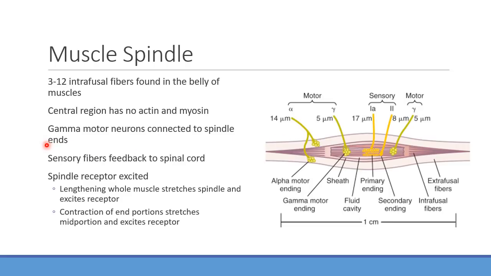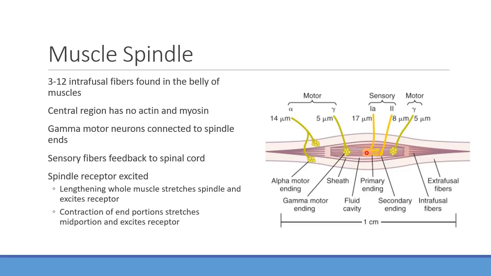Now what will normally happen, when you have the spindle receptors actually being excited here, say for instance you have the muscle being lengthened out, right? Say for instance I was pulling on the muscle, making it longer. What do you think happens to these fibers here? Do they get longer as well? Yeah, because they're getting stretched out, right? They're getting pulled just like the rest of the muscle is.